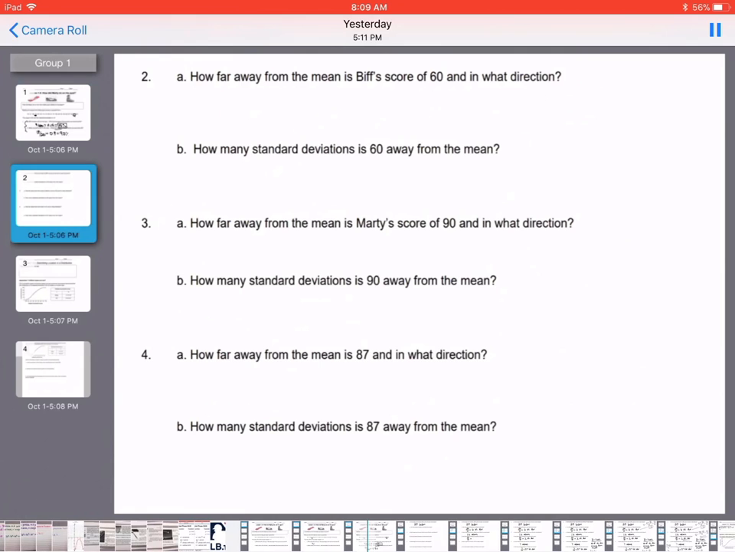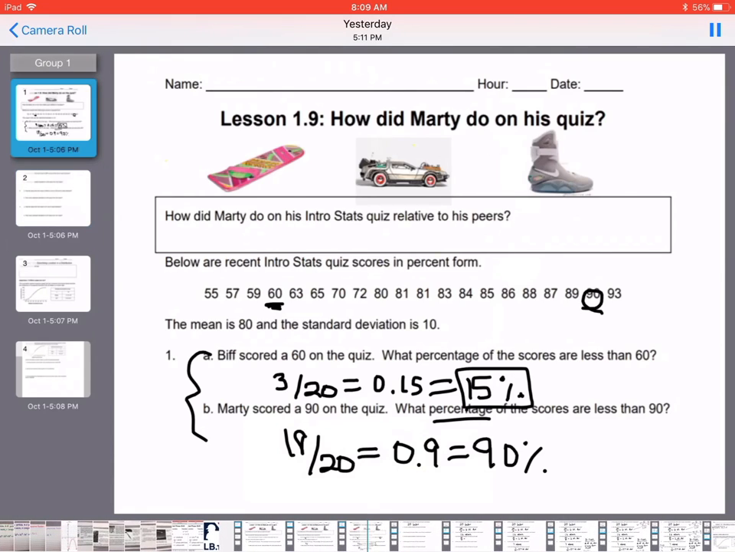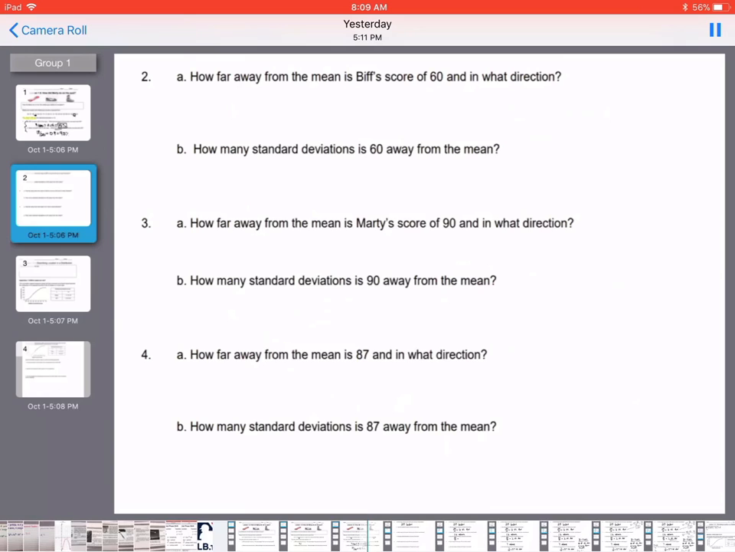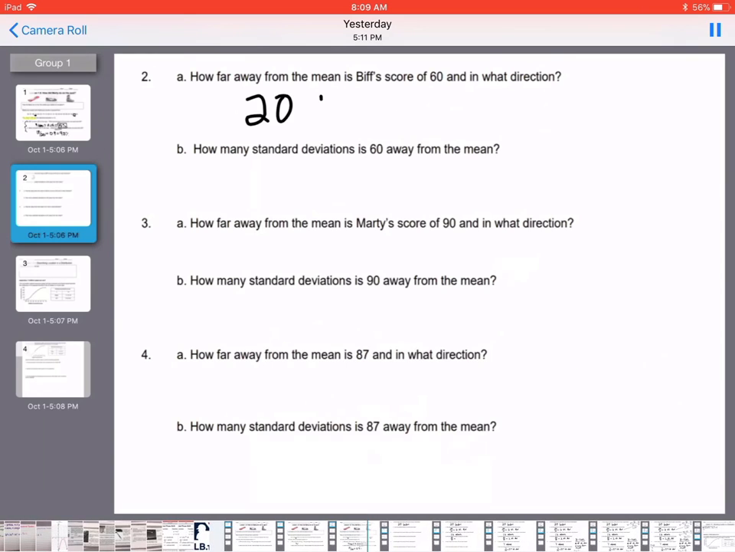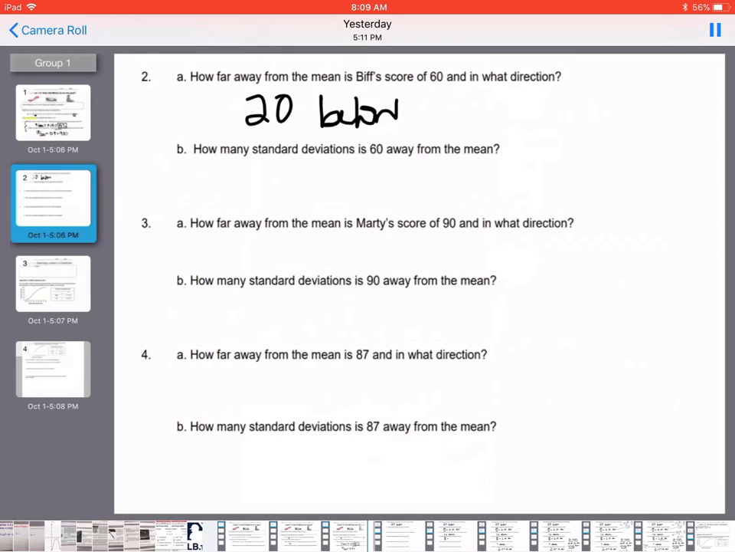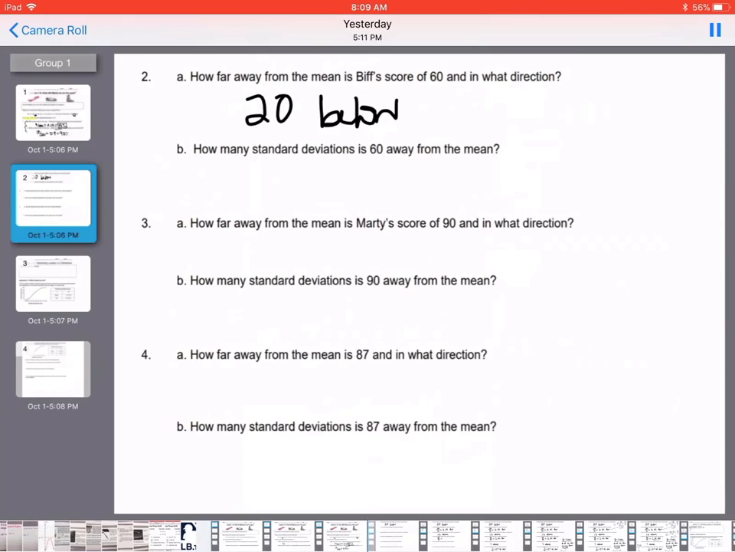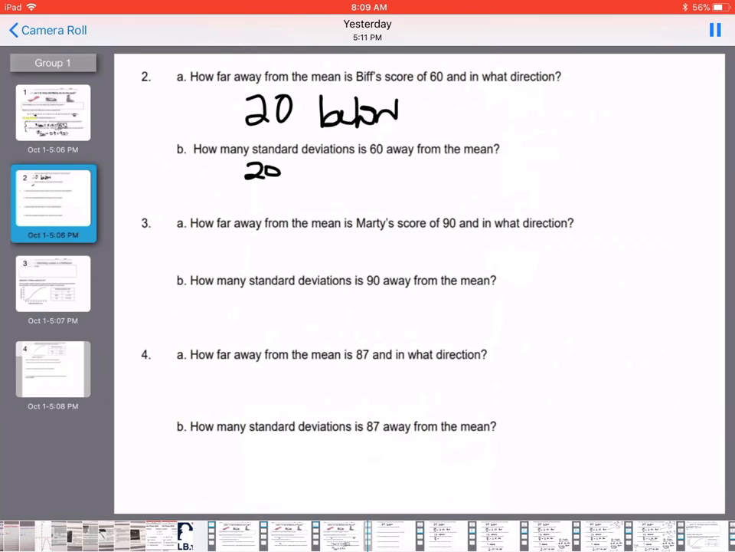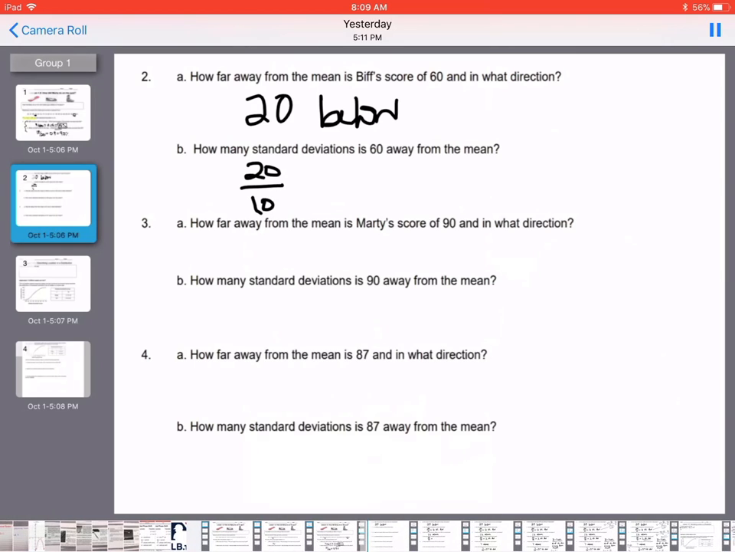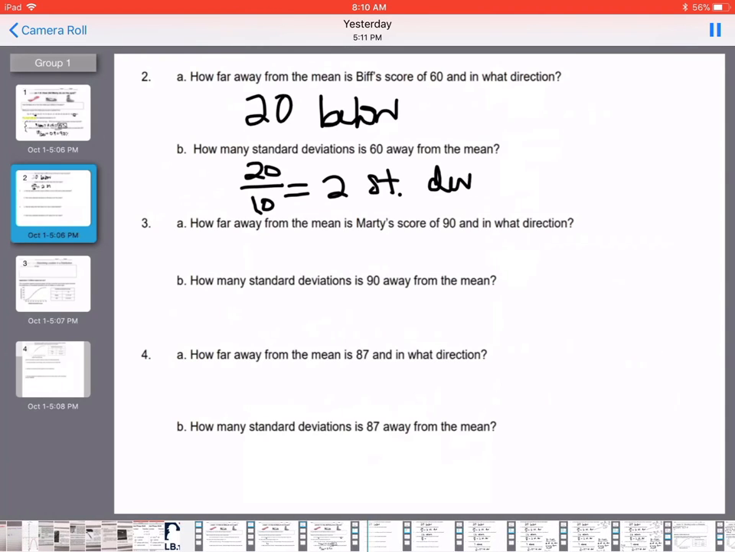Next, how far away from the mean is Biff's score of 60 and in what direction? Well, they give you the mean back here. Remember, the mean is 80. So how far is 60 away from 80? Well, that's 20 below. Hopefully that's pretty easy to figure out. How many standard deviations is 60 away from the mean? Well, if I take my 20 below and divide it by my standard deviation, which they give us as 10, that is 2 standard deviations away from the mean.